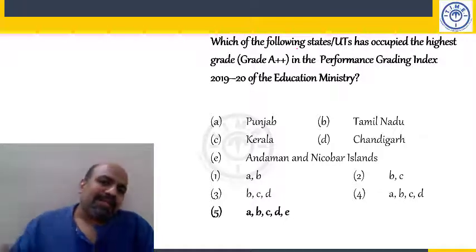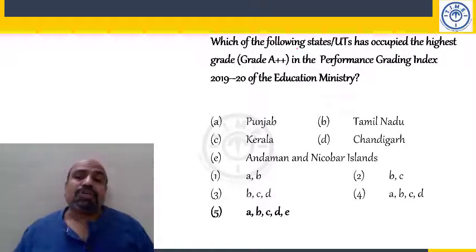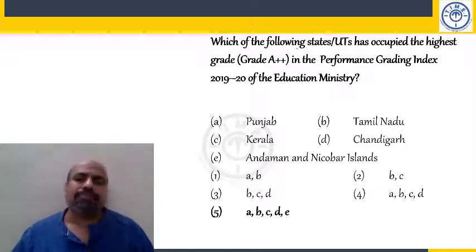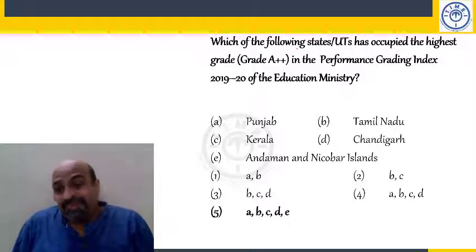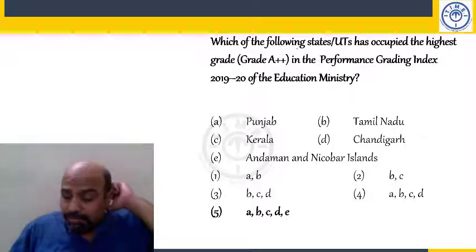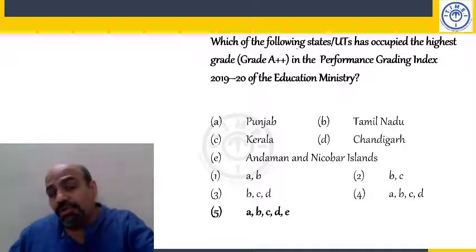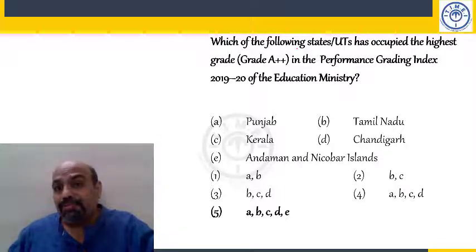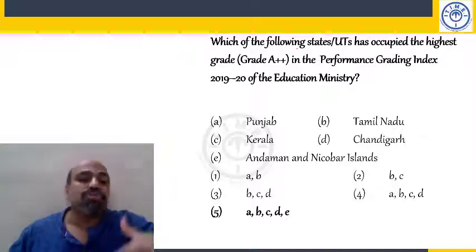Okay. Which of the following states or union territories has occupied the highest grade, grade A++, in the performance grading index, the last one, 2019-20, with the Ministry of Education, Government of India? Well, all five have occupied the highest grade, but I would tell you a few things about this. If tomorrow you sit in an interview and they ask you, how do you look at education in India, then you can bring in a few things. I read that index, so I brought a few things for you. So please write it down.